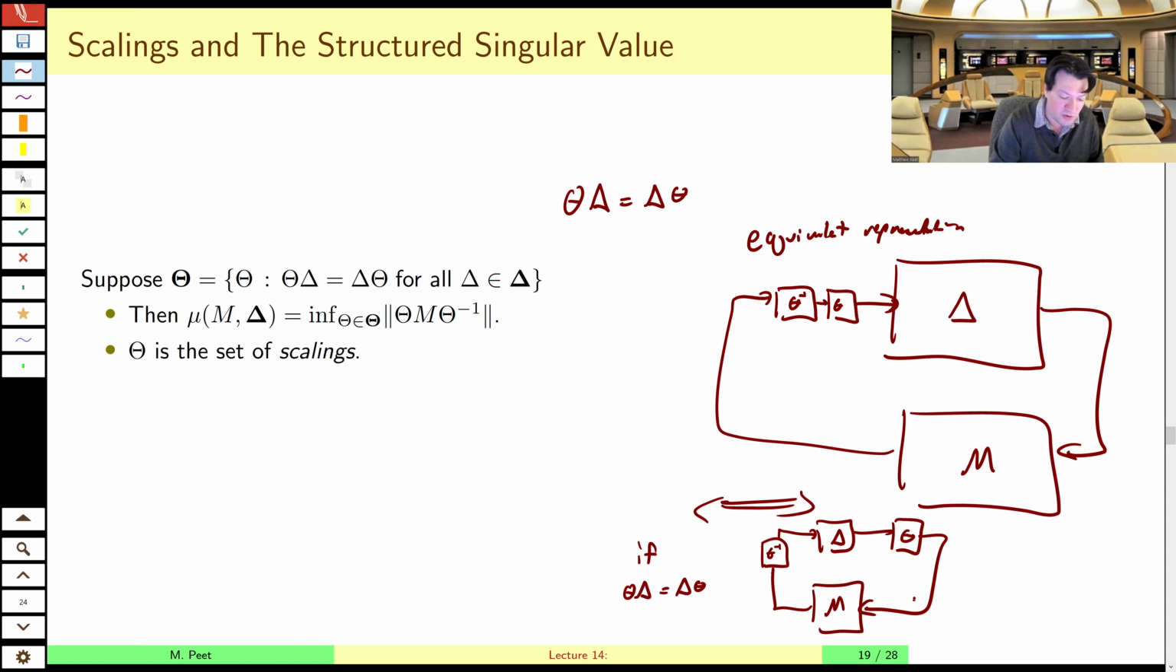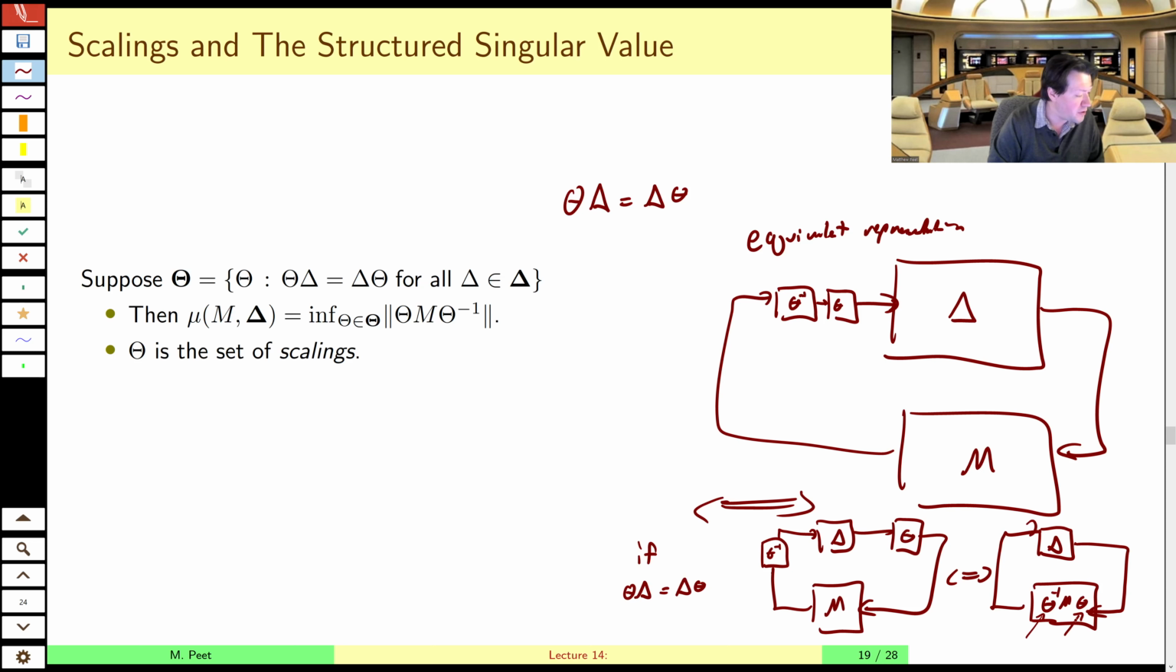And then, of course, this closed loop interconnection is stable if and only if the interconnection of delta and theta M theta inverse is stable. Actually, it's the other way around. Well, we can replace in this condition. I replaced theta with theta inverse, but that's okay. So this interconnection is stable if and only if, for a given theta, this interconnection is stable. So does that help us? Well, it gives us a little bit more flexibility because we can now search over thetas which prove that this interconnection is stable.